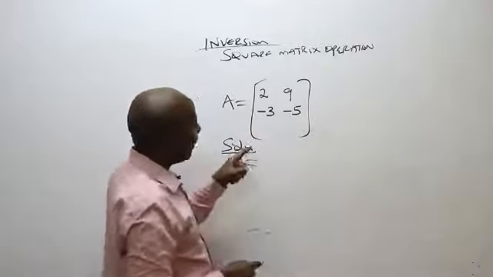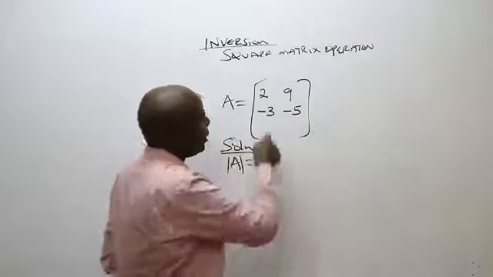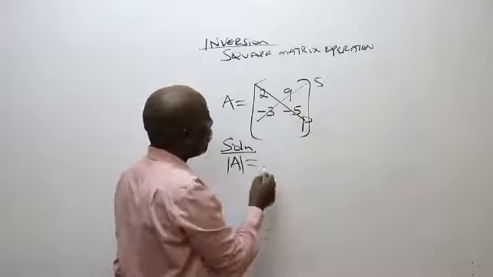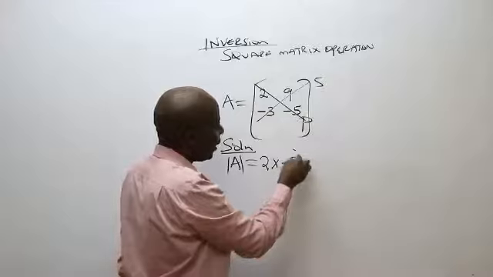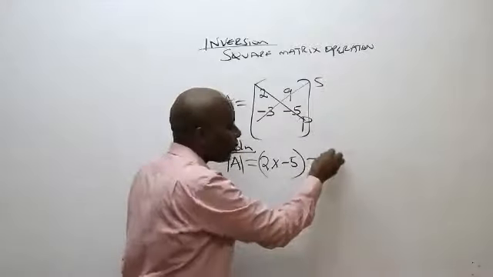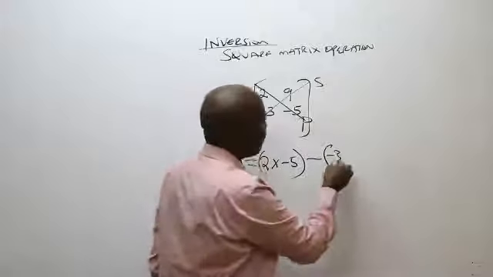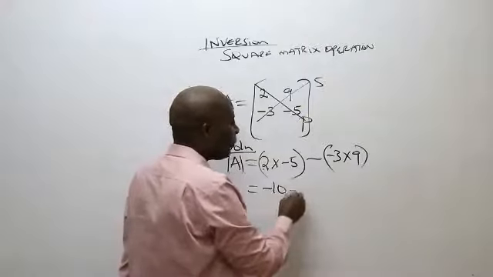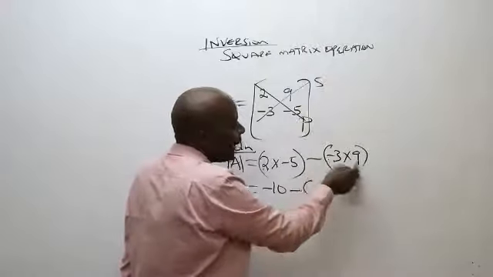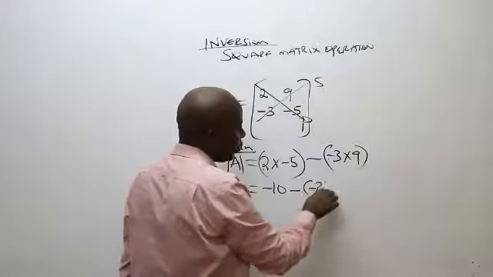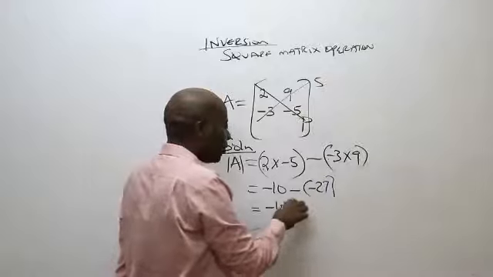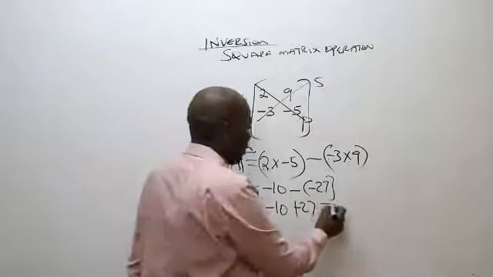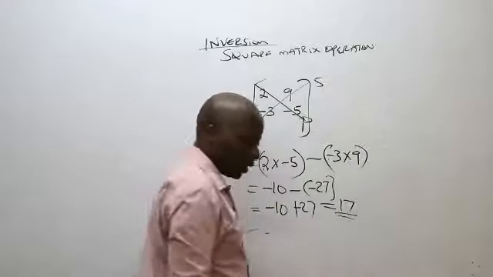So how do we define the determinant? The determinant is the product of the primary minus the product of the secondary. So this is the primary, this is the secondary. We have 2 times -5, minus the product of the secondary, which will be -3 times 9. So 2 times -5 is -10, minus into brackets -3 and 9, which gives -27. So then we have -10 plus 27 because of the two minuses. This will give us 17.